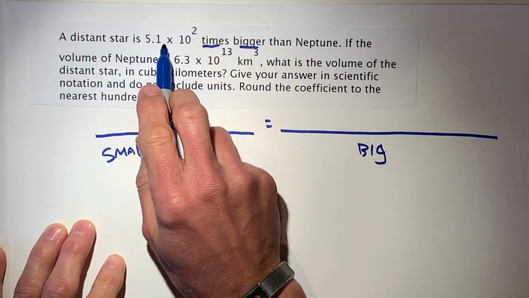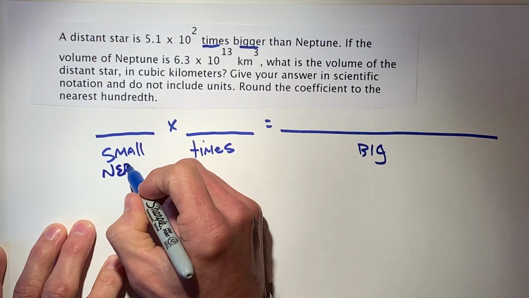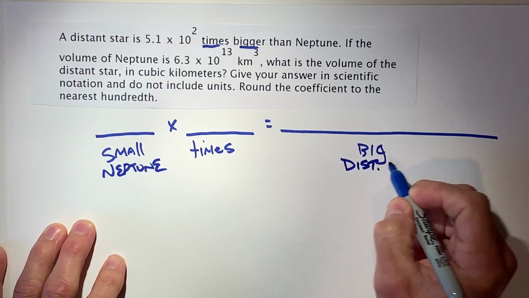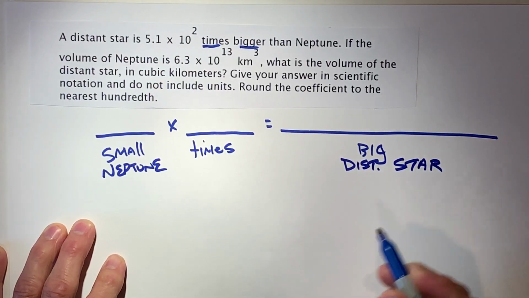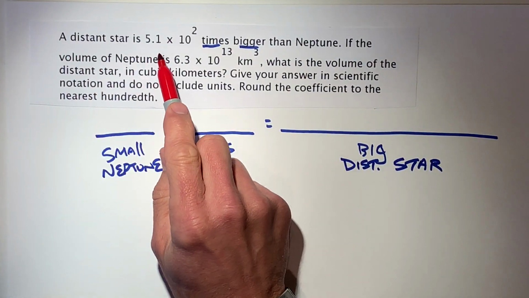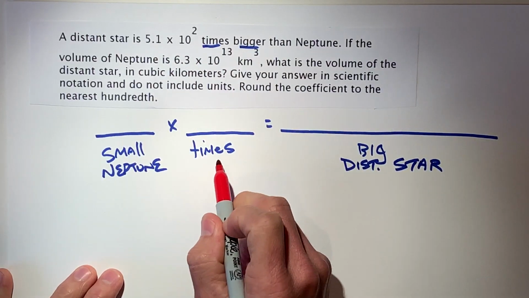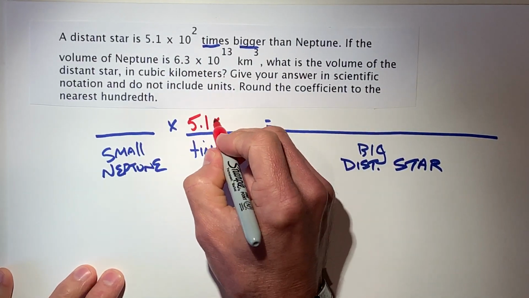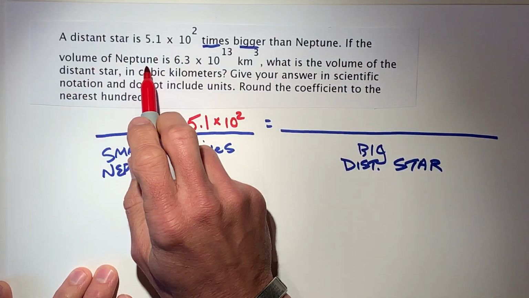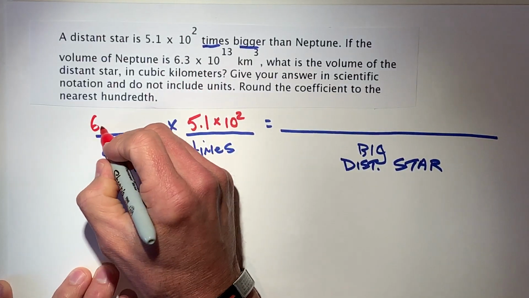A distant star is this many times bigger than Neptune. So that means Neptune is the small thing. So I'm going to go ahead and put Neptune here. And I'm going to go ahead and put the distant star here. And let's see if we can put some numbers in. Now, I see the phrase a distant star is 5.1 times bigger. So the 5.1 times 10 to the second is the times bigger space. So I put that here. All right. Now I read the second sentence. If the volume of Neptune, so we're talking about Neptune, is 6.3 times 10 to the 13th. So that goes here.